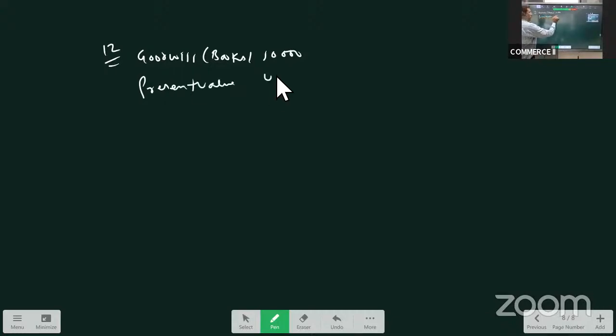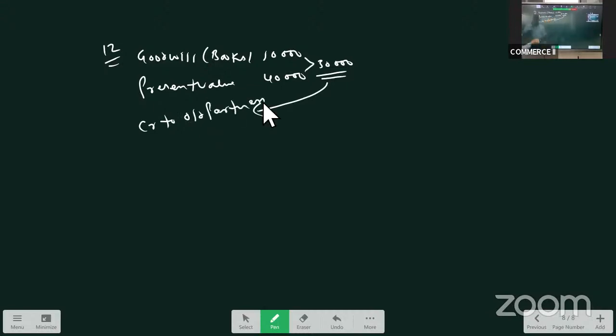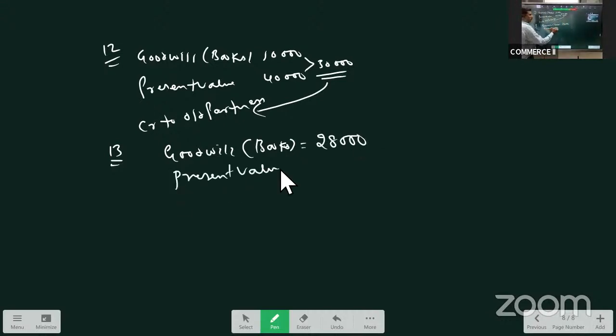question number 12, goodwill in the books was 10,000 and the present value was 40. So what we did, we credited to old partners rupees 30,000, isn't it? But now in question number 13, goodwill appearing in the books is 28,000 and the present value of goodwill is 20,000. So there is a decrease.